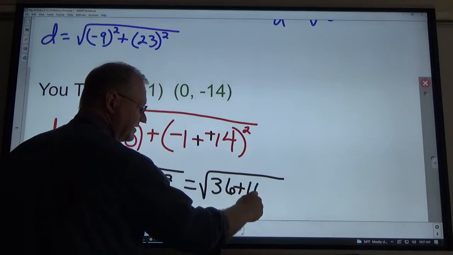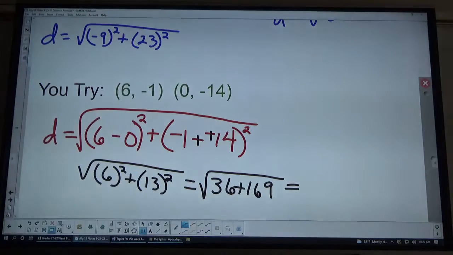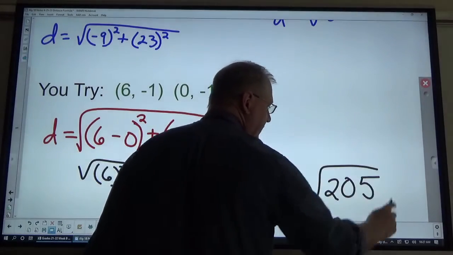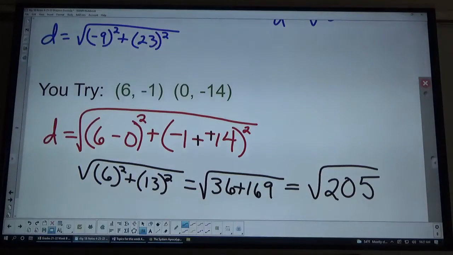36 plus 169. Let's see, double check that. 13 squared. Yes, 169 plus 36, 205. And yes, 5 goes into there 41 times, but 41 is prime, which means only 1 and 41 go into it. So we're done. Square root of 205. That's it for this. Hopefully that was correct for you.